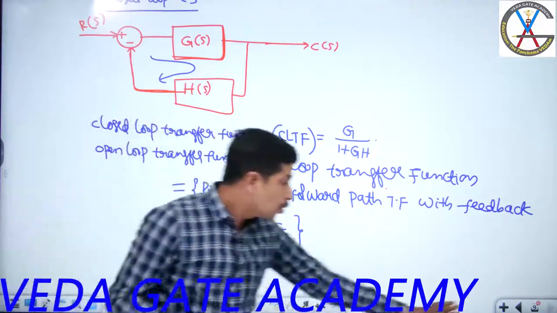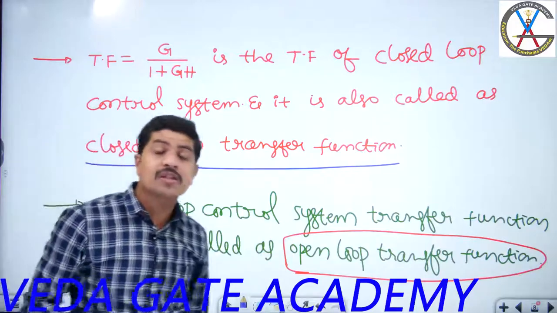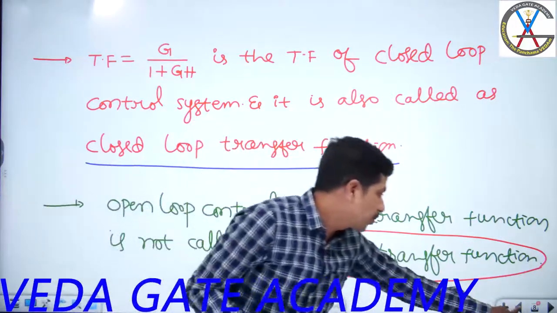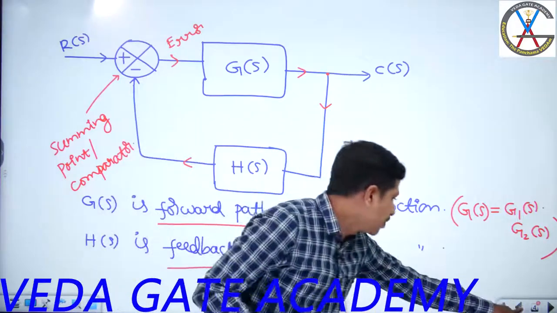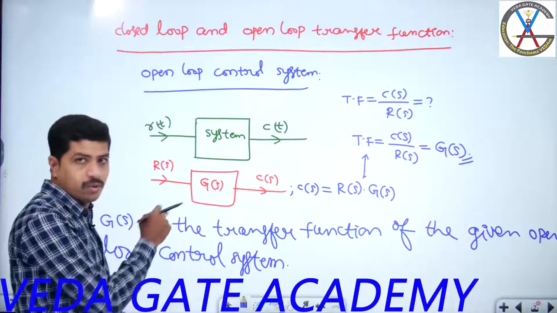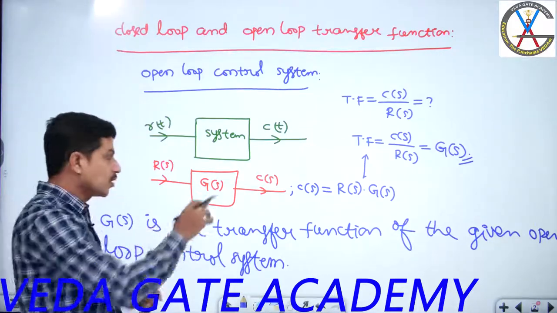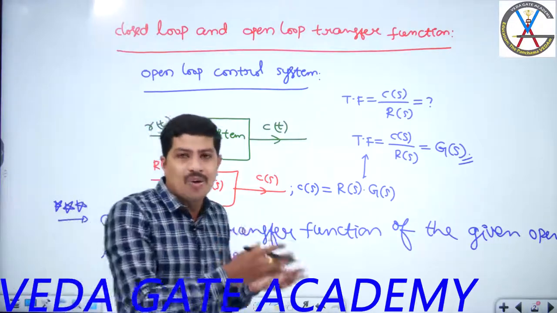That's why we wrote previously, open loop control system transfer function is what? G of S. What is an open loop control system? Here, only G of S. This is an open loop control system, with no feedback. No feedback means the elevator we designed only has the controller and the system.